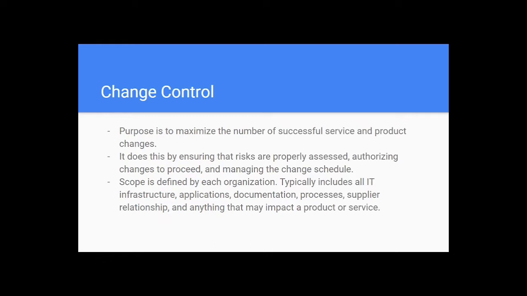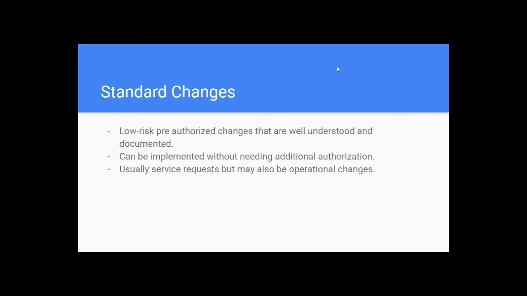There are three types of change controls. The first type is standard changes. Standard changes are low risk, pre-authorized changes that are well understood and documented. They can be implemented without needing additional authorization. Usually, they are service requests, but may also be operational changes.